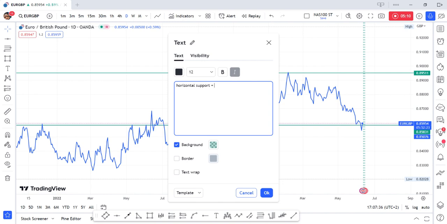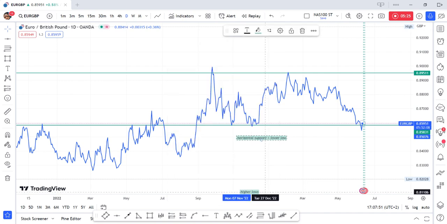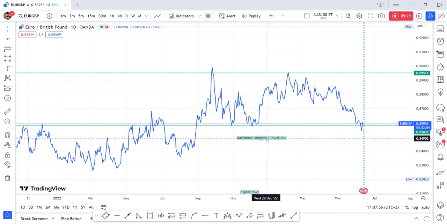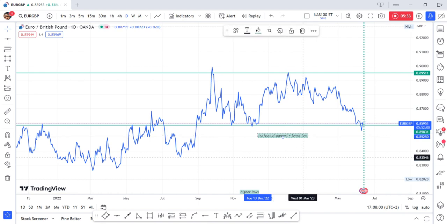Once you're analyzing, you have to write down to know what you are doing, because you cannot just analyze and think, this is a trend line, without knowing what type of trend line it is or why you are drawing that trend line. So you can see that here is a support plus lower low.